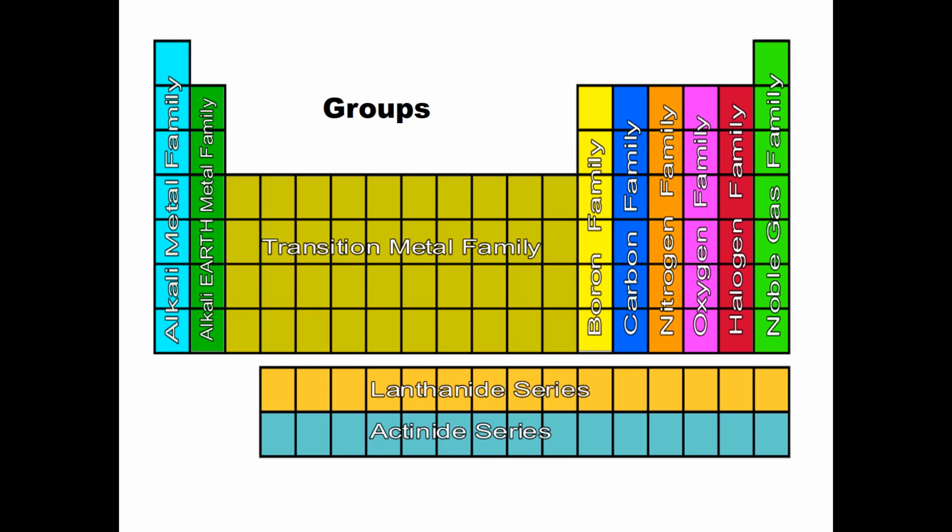Then you also have groups. Groups are going to be vertical. We have 18 groups here, and they go all the way to 18 way over here. These are also called families.